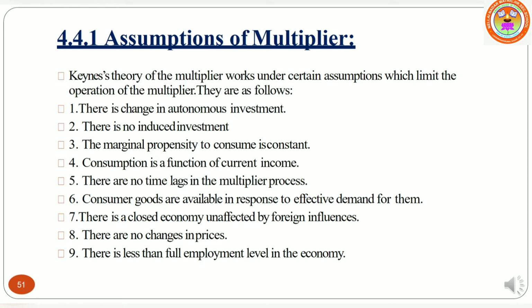Not only this assumption, there are two more assumptions. The accelerator effect of consumption on investment is ignored. There is an industrialized economy in which the multiplier process operates. There is surplus capacity in consumer good industries to meet the increased demand for consumer goods in response to a rise in income following increased investment. So these are the assumptions of multiplier.